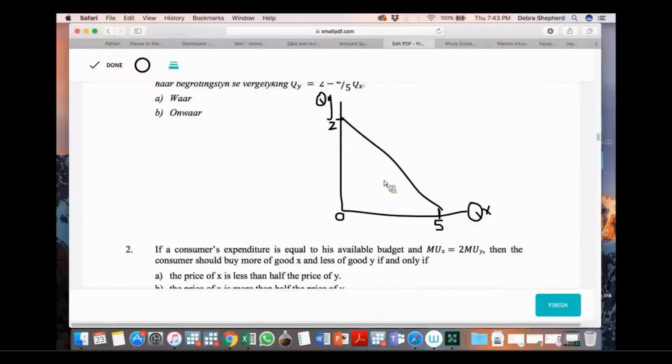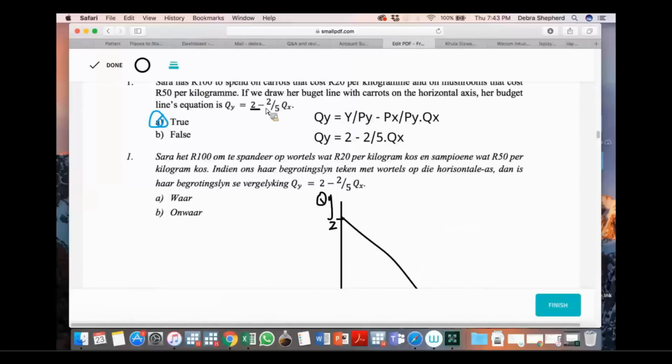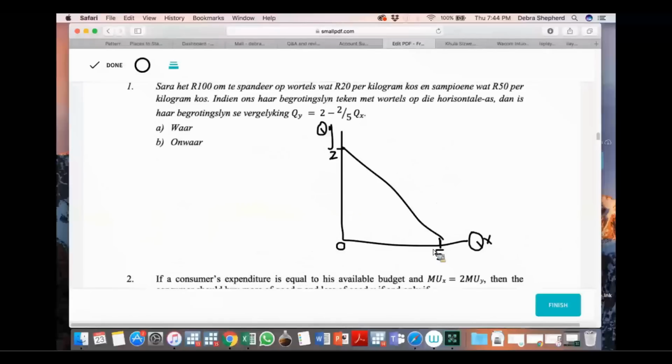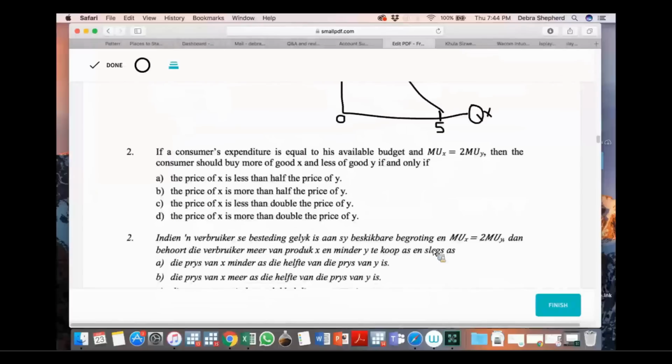5. And if you wanted to calculate the slope of this line, you would take rise over run. Minus 2, because you'd go from 2 to 0. So it would be minus 2 over 5. So the answer is true, whether you use knowledge of this formula or whether you plot it using a picture like this. Okay, so that's how we get true for question 1.